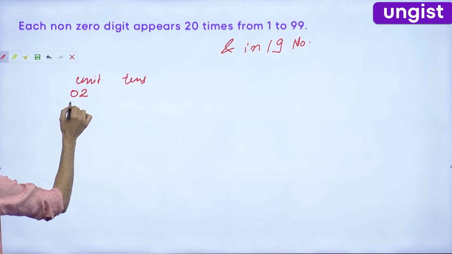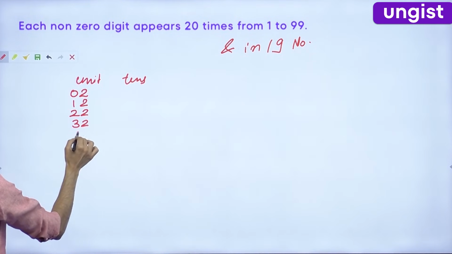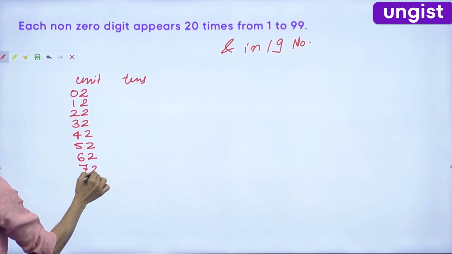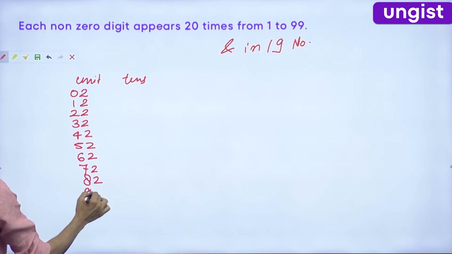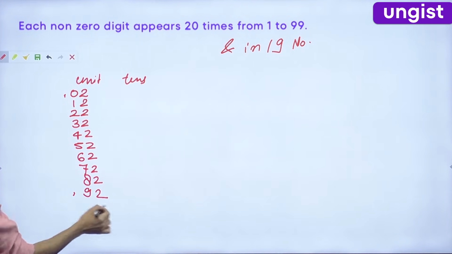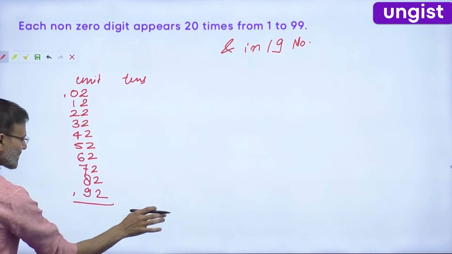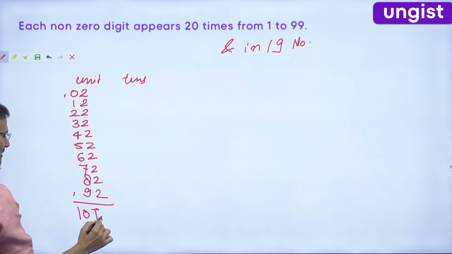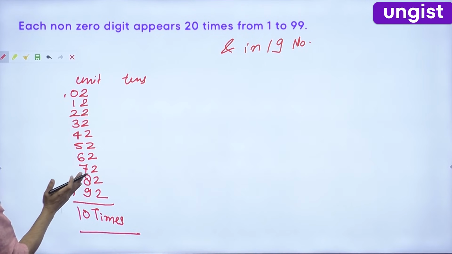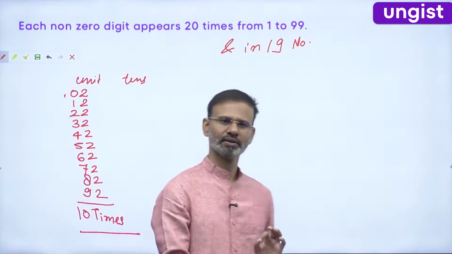Right? Then 1, 2, then 2, 2, then 3, 2, then 4, 2, 5, 2, 6, 2, 7, 2, 8, 2, 9, 2. So it starts from 0 and goes up to 9. So these are 10 numbers, everyone. Right? Or you can say 2 is written 10 times in units place from 1 to 99. Everyone, yes or no? Friends, yes or no? ठीक.